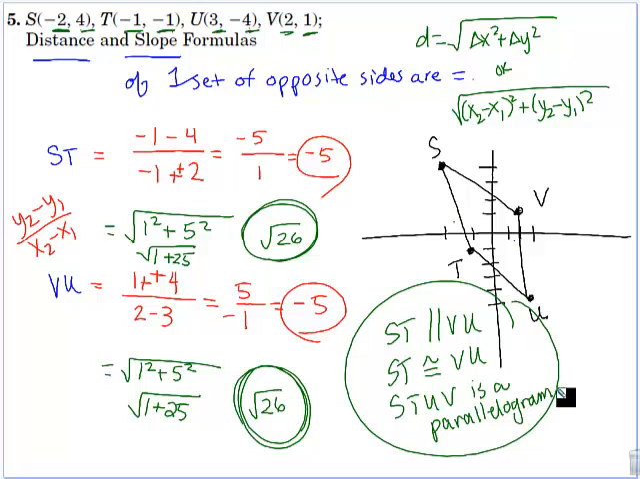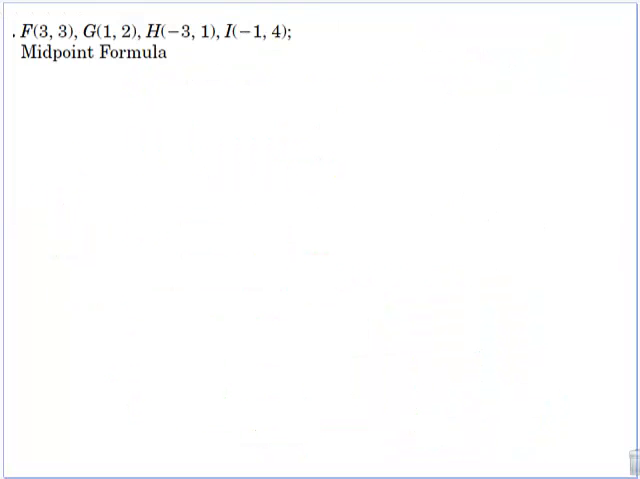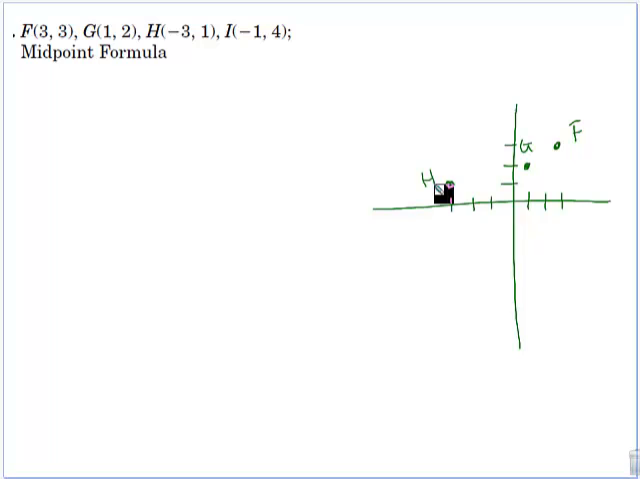Okay, so that's how we're going to do the distance and slope ones. We'll do one more of this type together. F, G, H, I, we want to use the midpoint formula. So I will once again sketch this, hopefully a better one than last time. So here's point F at 3, 3. There's G at 1, 2. There's H at -3, 1. And I at -1, 4.